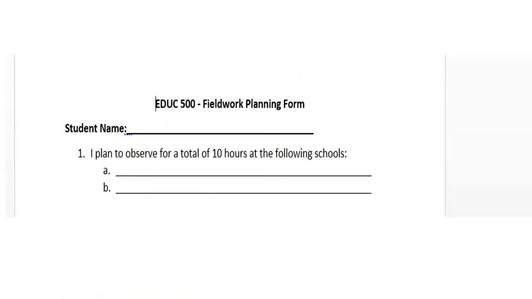Let's get back to talking about the fieldwork assignment. This week, I've uploaded a fieldwork planning form that'll get you started in this assignment. Make sure that you've downloaded this form so that you can follow along. At the top, you'll need to type your name. Under number 1, you'll need to list the names of the schools at which you are planning to conduct your observations.